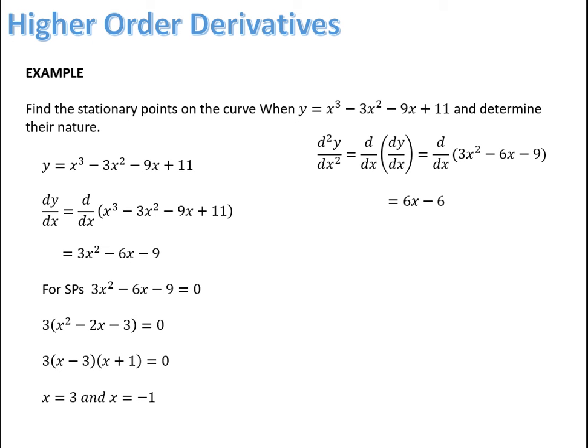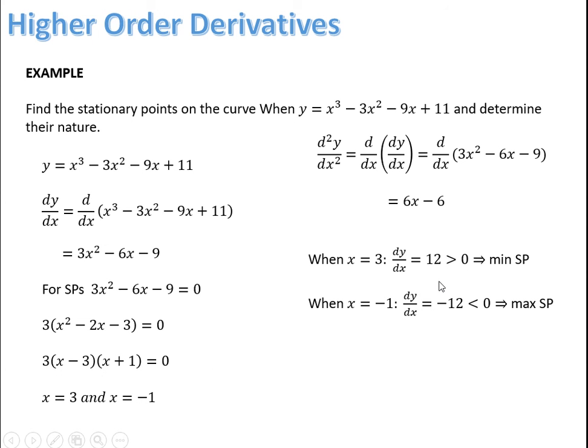So that in itself doesn't tell us much, but now that we know where the stationary points occur, we can substitute those values in. So when x equals 3, where we know there's a stationary point, we substitute into here and get 18 minus 6, which is 12, which is greater than 0, in which case the stationary point that occurs when x equals 3 is a minimum stationary point. And when we substitute in minus 1, we get minus 6 minus another 6, which is minus 12, which is less than 0, in which case it indicates a maximum stationary point.